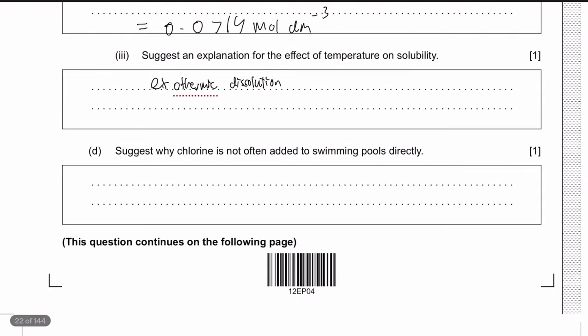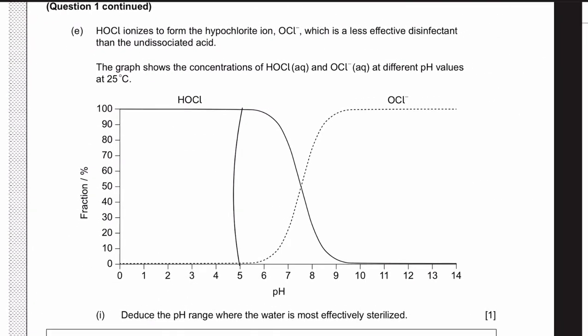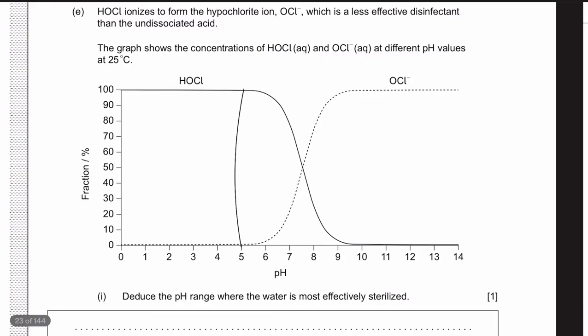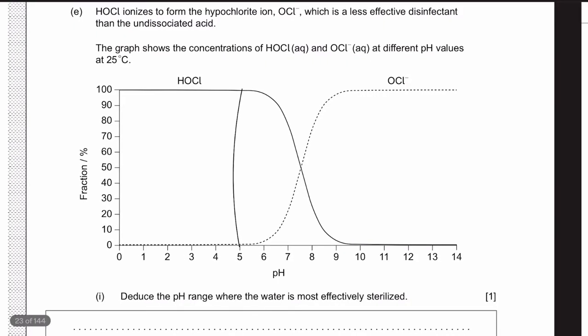Why chlorine is not often added to swimming pools directly. Oh, this is a pretty simple one. It's just the fact that chlorine gas is toxic. Gas produced. Yeah, CO2 gas. Okay, HOCl ionizes to form hypochlorite ion, which is a less effective disinfectant than undissociated acid.